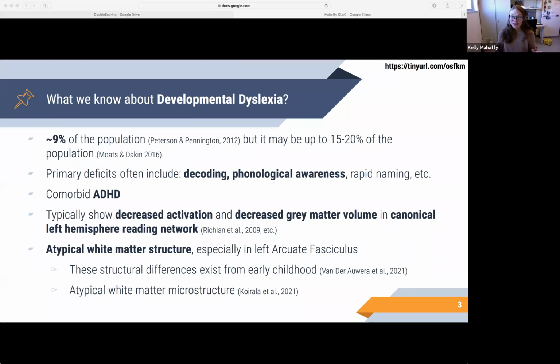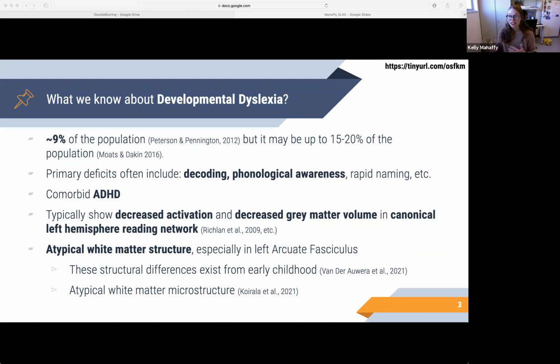Of course, one hallmark of dyslexia is its high rate of comorbidity with ADHD. And finally, with regards to brain structure and function, we typically see decreased activation and decreased gray matter volume in the canonical left hemisphere reading network in those with dyslexia. So think of regions like the left inferior frontal gyrus, inferior, middle and superior temporal gyri, the parietal lobe, the areas that we see implicated in your typical reading network. Those are the areas in which we often see decreased activation or decreased gray matter.